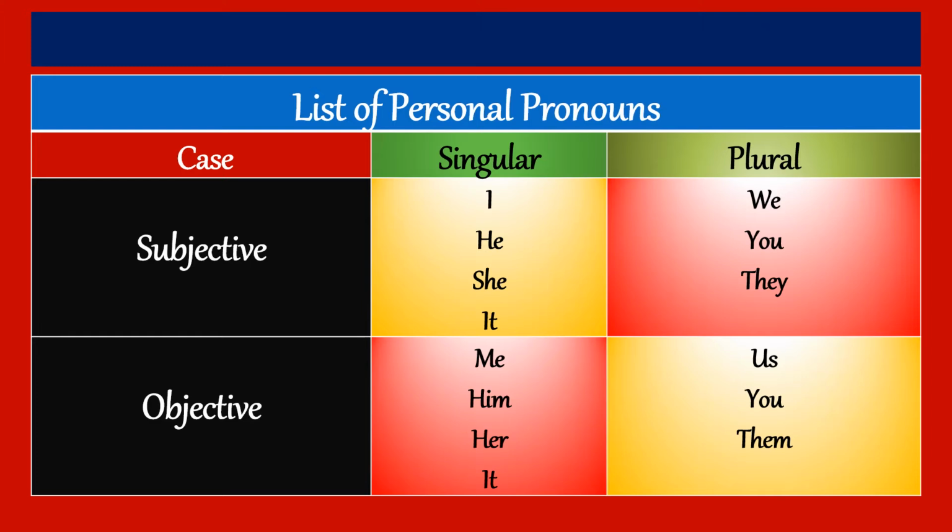The second is objective case. In front of this, you see the objective personal pronouns as singular or as plural. As singular, they are me, him, her, it. And as plural pronouns, they are us, you, them.